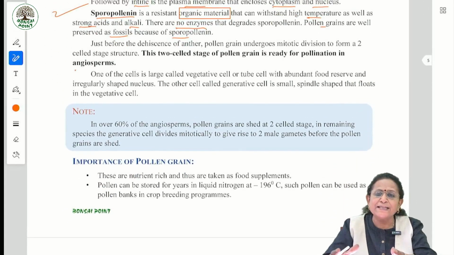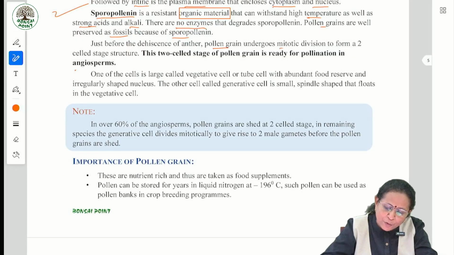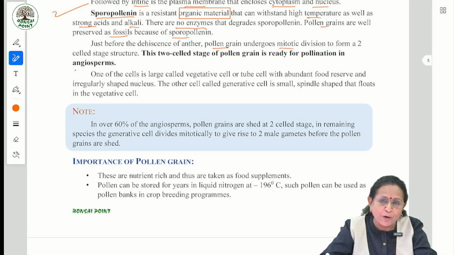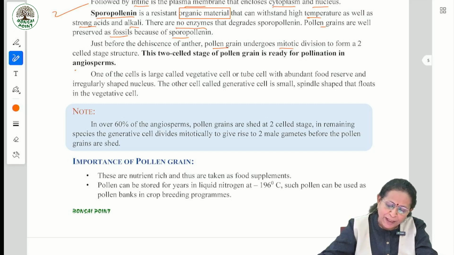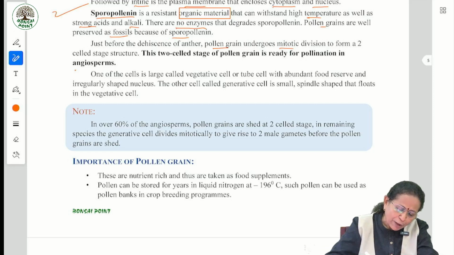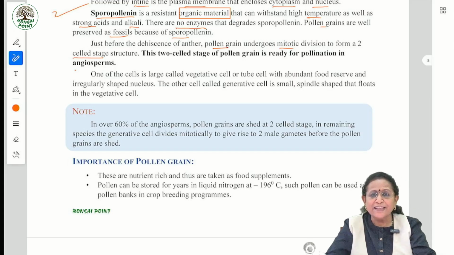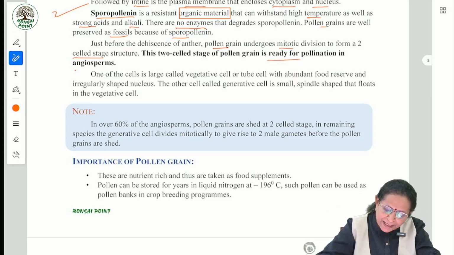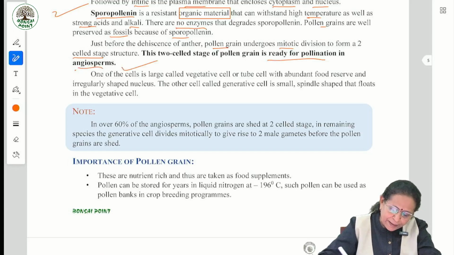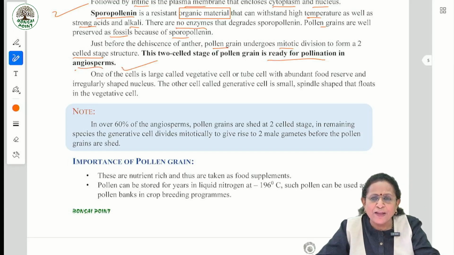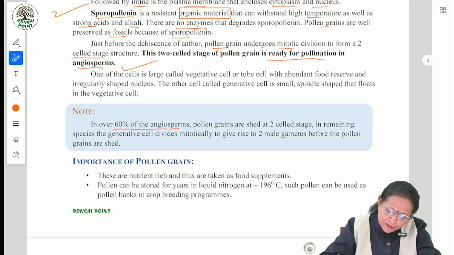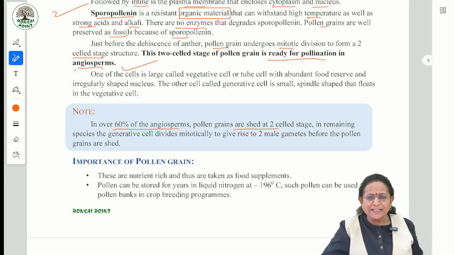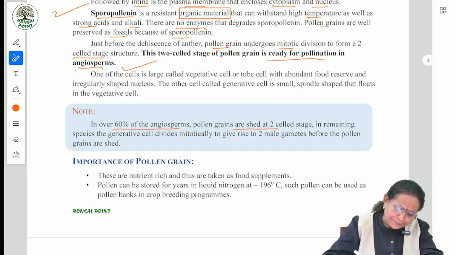Just before the dehiscence of the anther, the pollen grain undergoes mitotic division because it's haploid. It has already undergone meiosis from the 2N pollen mother cell, so the pollen grains are haploid. It undergoes mitotic division to form a two-cell stage structure. This two-cell stage pollen grain is ready for pollination in 60% of angiosperms. See, in 60% of angiosperms the pollen grain is shed at the two-cell stage. In the remaining, it is normal.